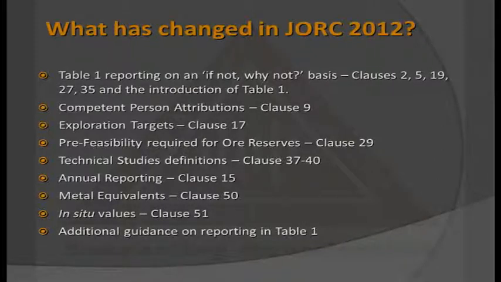We now have incorporated the company's updates in terms of metal equivalents and how metal equivalents are to be reported, and in situ values or in-ground values are prohibited. There's particularly additional guidance on reporting in Table 1, and particularly the introduction to Table 1.